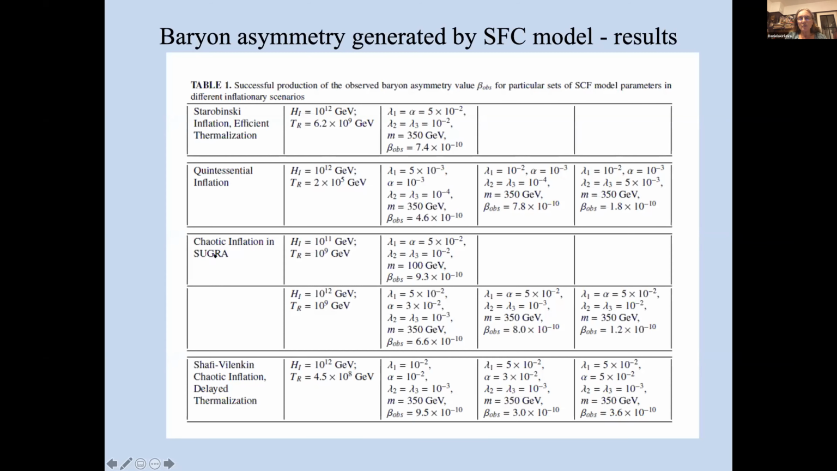In chaotic inflation in SUGRA, in supergravity, we have found several possibilities for temperature of reheating between 10 to the 9th and Hubble 10 to the 11th and 10 to the 12th. There are four sets of parameters which we found successful. And for Shafi-Vilenkin chaotic inflation, only in case of delayed thermalization, because for efficient thermalization, the baryon asymmetry produced is not of the order of the observed one.